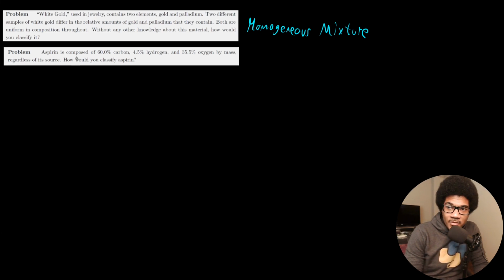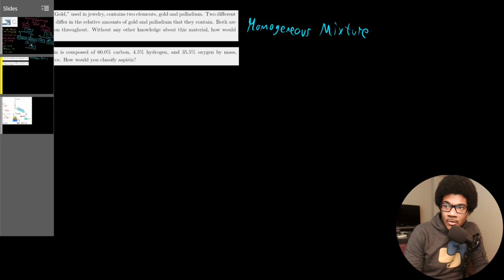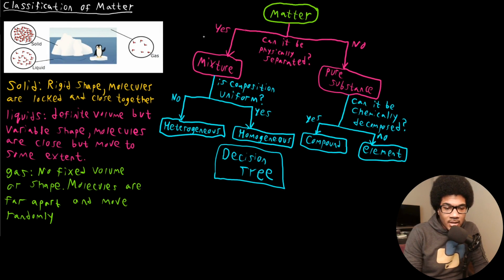Okay, so the second problem says aspirin is composed of 60% carbon, 4.5% hydrogen, and 35.5% oxygen by mass, regardless of its source. How would you classify aspirin? When we're dealing with aspirin, we're talking about the elemental components that make up aspirin. Those can't be physically separated. You can't do some physical separation technique and separate the carbon from the hydrogen from the oxygen. So we would have to answer no to this first question. Can it be physically separated? No. So that means we have a pure substance.